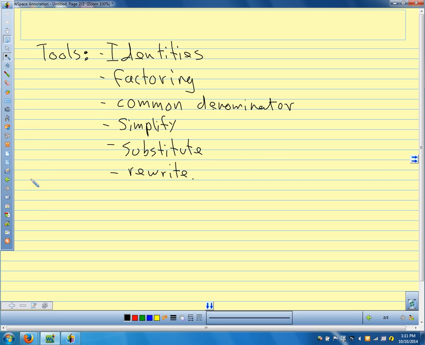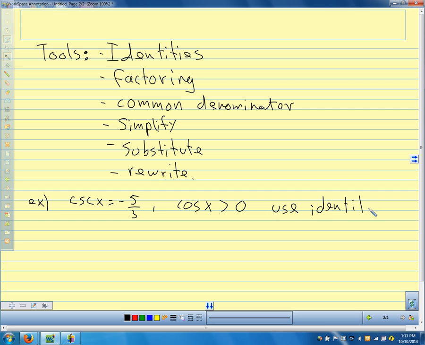All right, so the first one, and we've done a problem like this before, but since we're talking about identities, I want to do another one. So we're going to say the cosecant of x equals negative 5/3, and the cosine of x is positive. Use identities to find the other trig functions.